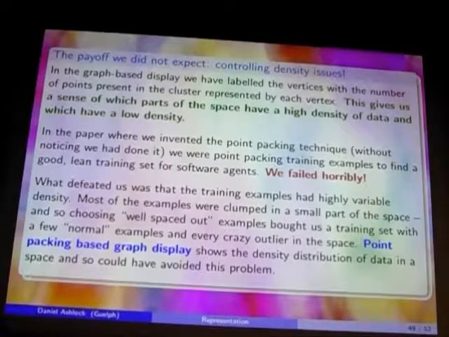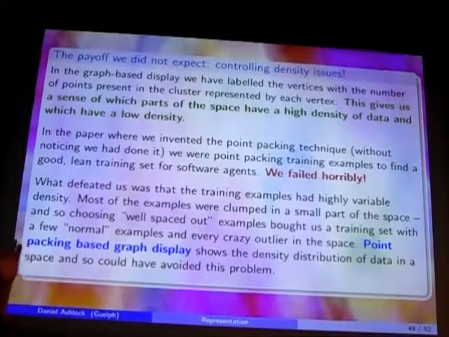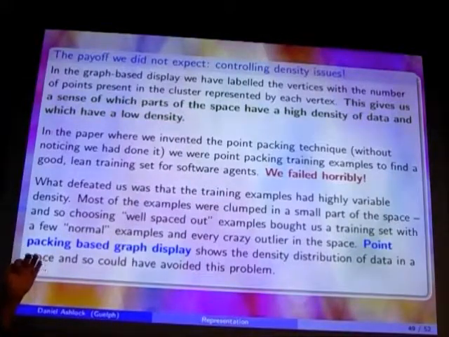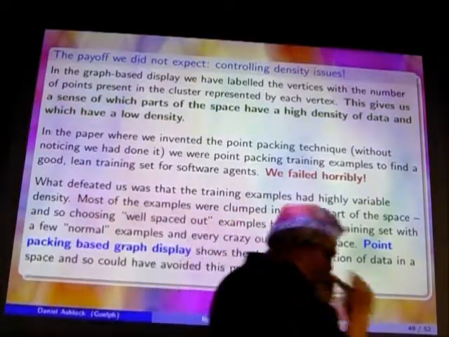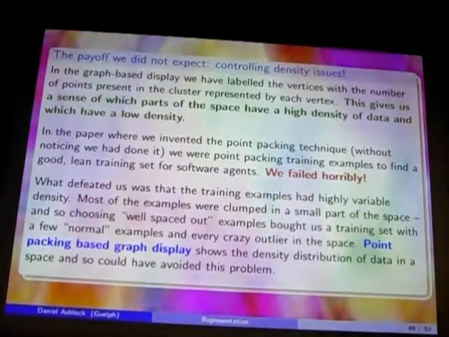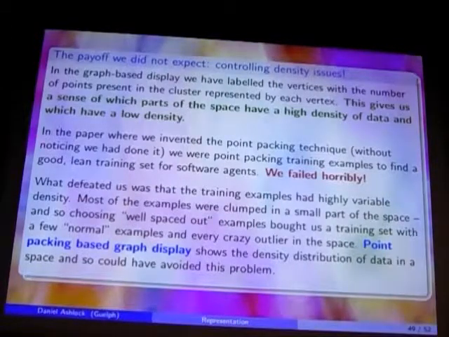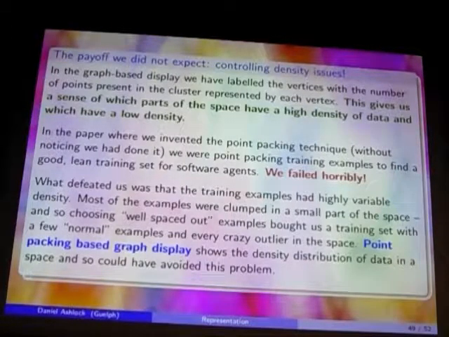In the paper where we invented point packing techniques, without noticing we'd done so, we were point packing training examples to find a good lean training set for software agents. So what I did was I said, I'm clever, there are 250,000 training cases, I'm going to try and find 200. So if I train on those 200, I'll have a killer agent. And what I did was I found a well-spaced out set of training cases. And the agents were far worse than ones trained on 200 random examples. Why? Well, it turned out most of the normal training cases were all bunched together in one part of the space.